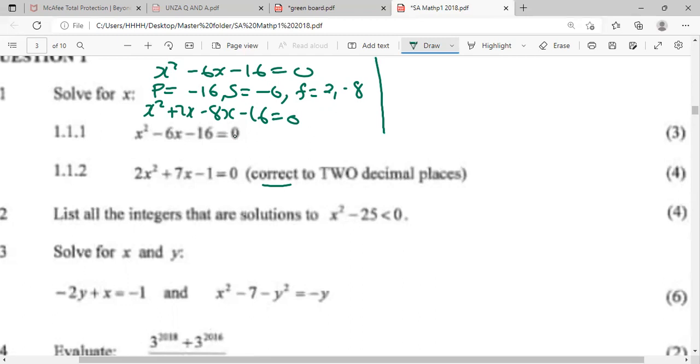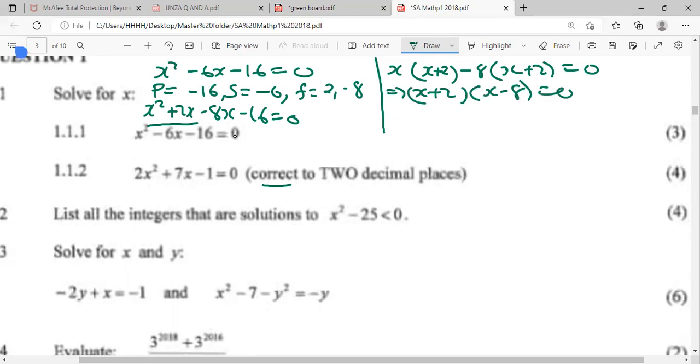So factorizing this, x is the one that is common in the first two terms, so we have x open bracket x plus 2 close bracket, minus 8 open the bracket x plus 2. So the common factor here is x plus 2, and we have x minus 8. This is equal to 0. So this means that x is equal to negative 2 or x is equal to 8. So that is your answer. You're done for that one.